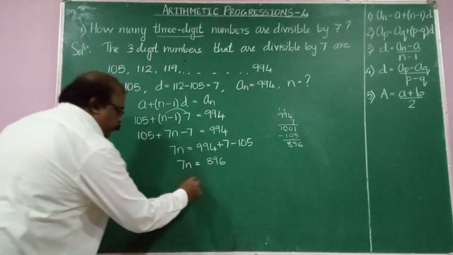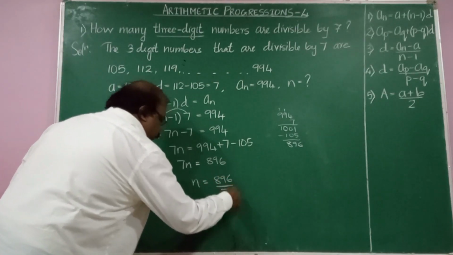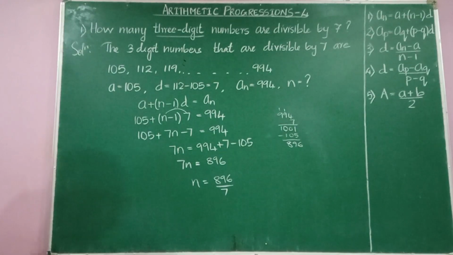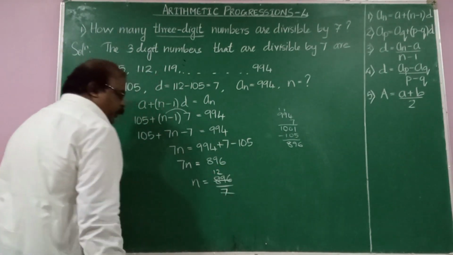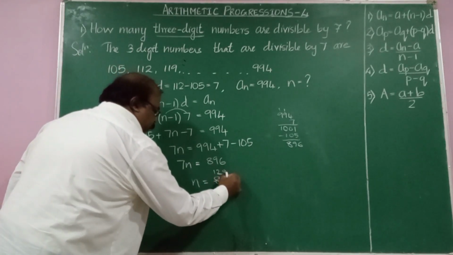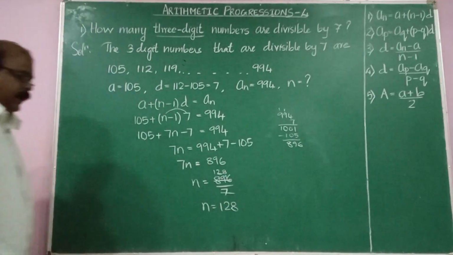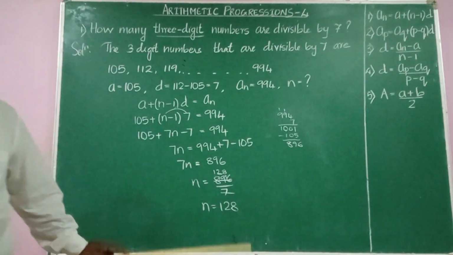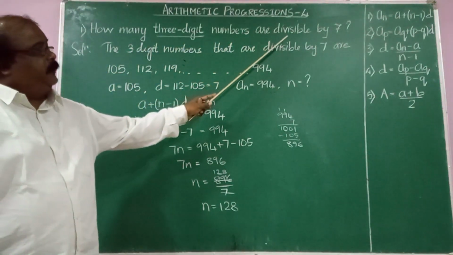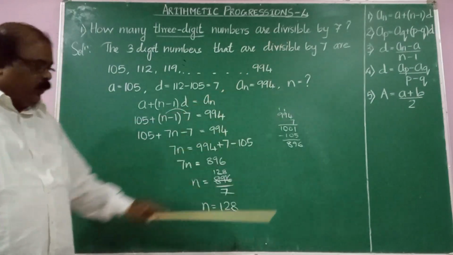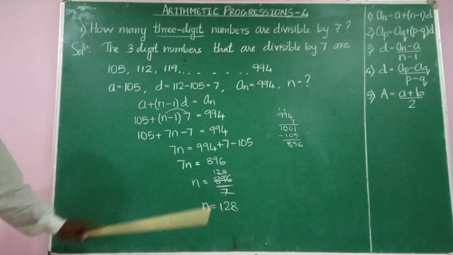So what is n? n is therefore going to be 896 upon 7. 7 ones are 7, 7 twos are 14, 7 eights are 56. So I get n as 128. What was my question? How many 3-digit numbers are divisible by 7? 128.